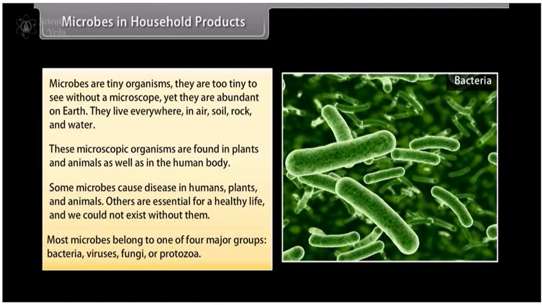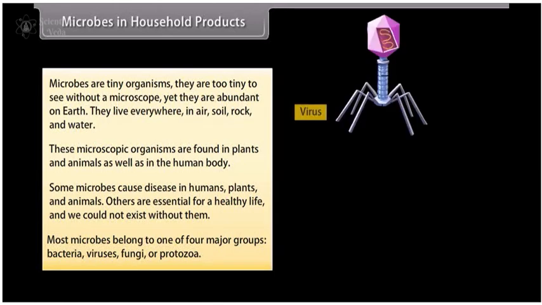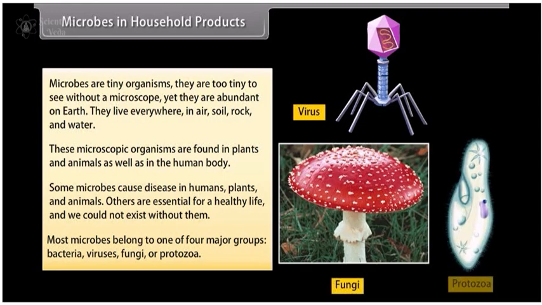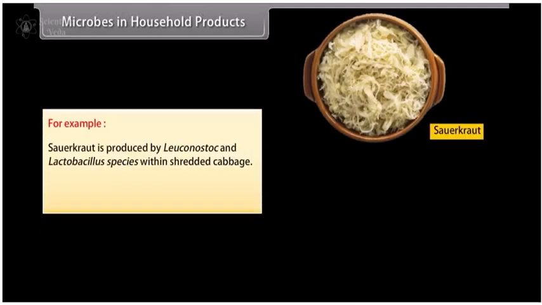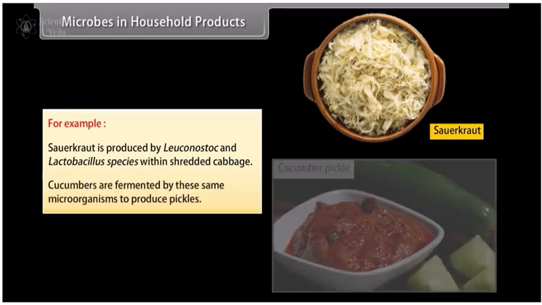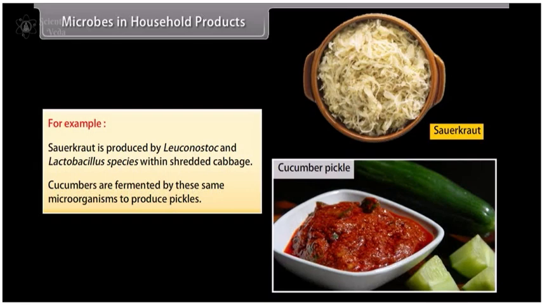Most microbes belong to one of four major groups: bacteria, viruses, fungi or protozoa. There are many food products which are formed from microbes. For example, sauerkraut is produced by Leuconostoc and Lactobacillus species within shredded cabbage. Cucumbers are fermented by these same microorganisms to produce pickles.